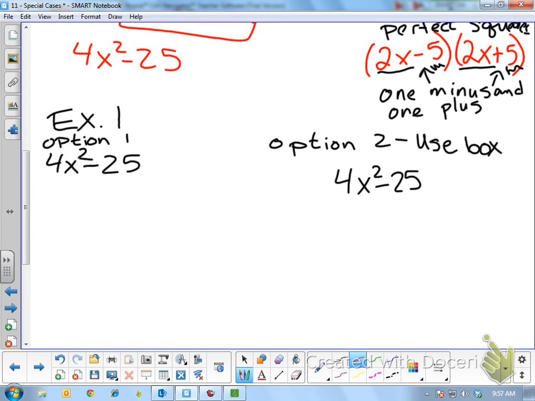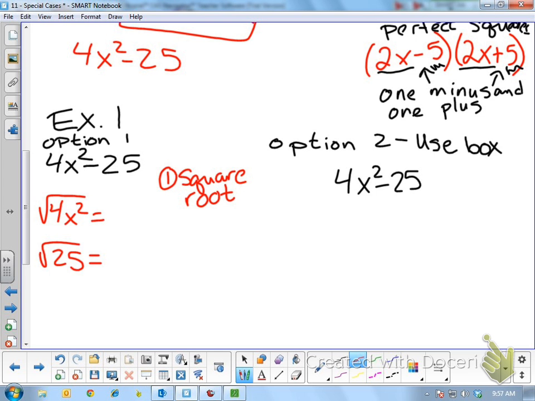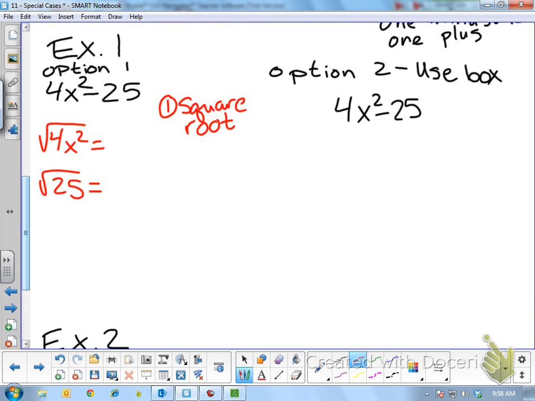Okay, so we said we need to square root each term. We need to square root first. And this is our first option. There's actually 2 ways to solve this kind of problem. So we square root 4x squared, and we square root 25. We take the square root of both terms. So we already said, what's the square root of 4x squared? 2x. What's the square root of 25? I said the answer, not the problem. What's the square root of 25? 5.